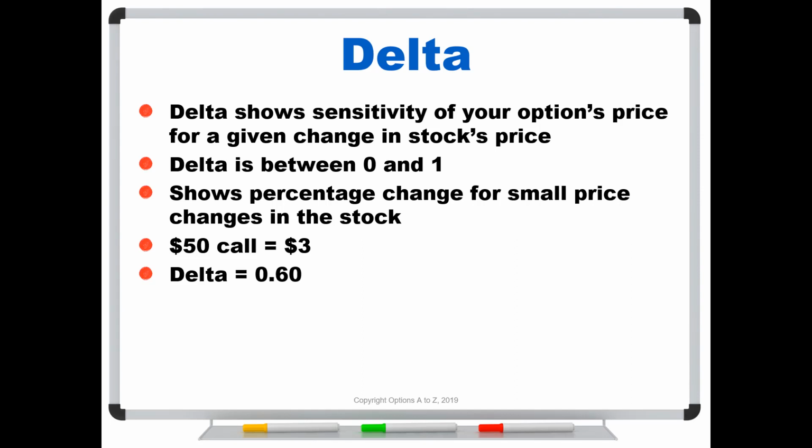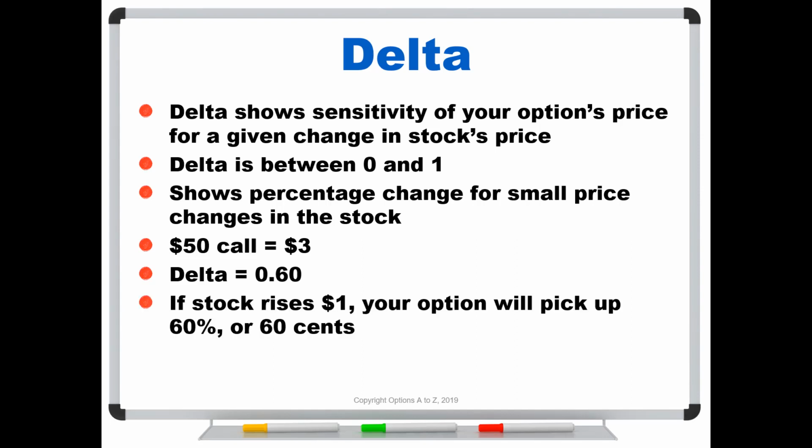So what that means is that if the stock rises, let's say $1 right now, your option will pick up 60% of that move, or 60 cents. So we would expect that call to be trading for about $3.60. What if the stock only rose 50 cents?